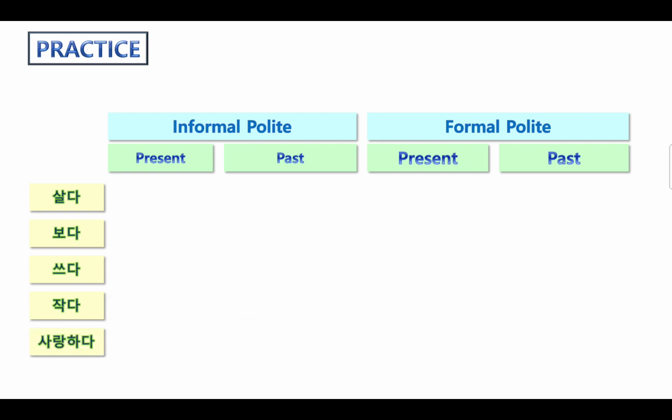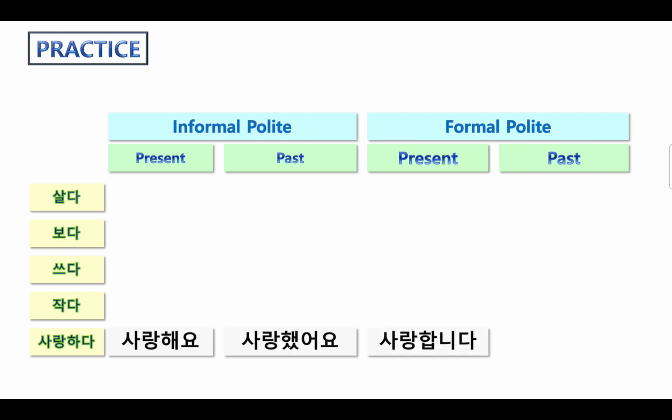Lastly, 사랑하다, I love you. 네, present tense, 사랑해요. 네, 그다음 past tense, I loved, 사랑했어요. And present tense, 사랑하 plus ㅂ니다. 사랑합니다. Past tense 사랑하였습니다, right? So contraction 사랑했습니다.